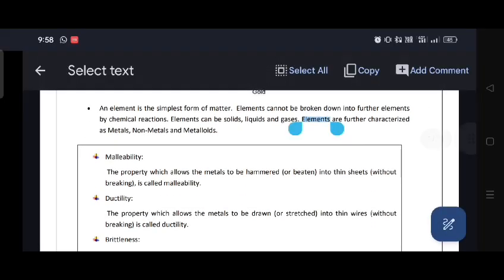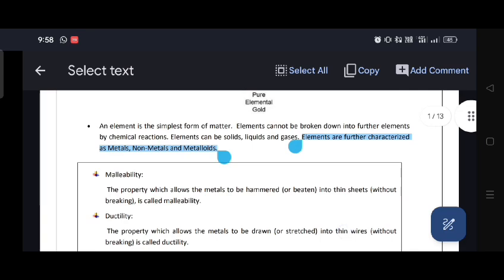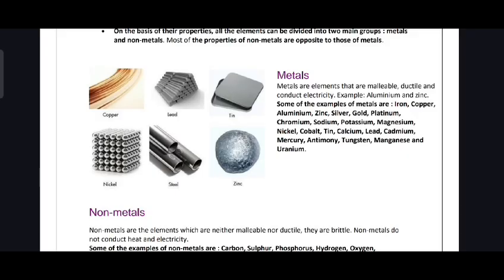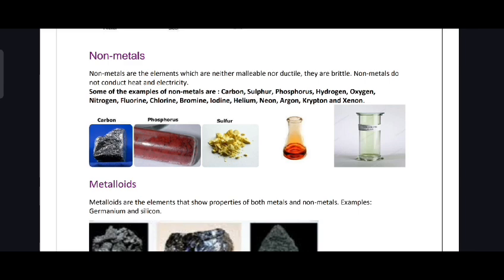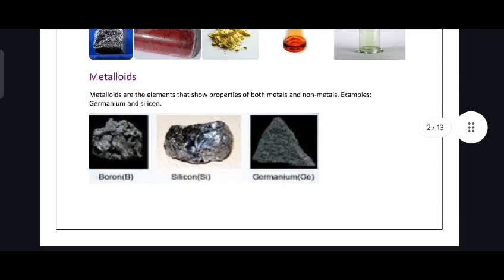Elements are further classified into metals, non-metals and metalloids. Some examples of metals are copper, lead, tin. All these metals are solid. Some examples of non-metals are carbon, phosphorus, sulfur, bromine, chlorine gas. Some examples of metalloids are boron, silicon and germanium. The metalloids have properties of both metals and non-metals.